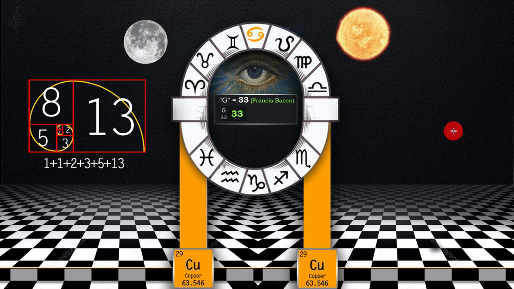I believe there's many layers to this, but there's a reason why the Masons have the G. In the Francis Bacon cipher, a very unique cipher using the numbers 1 through 26 for the lowercase a through z, and then 27 through 52, which I'll show you right here.